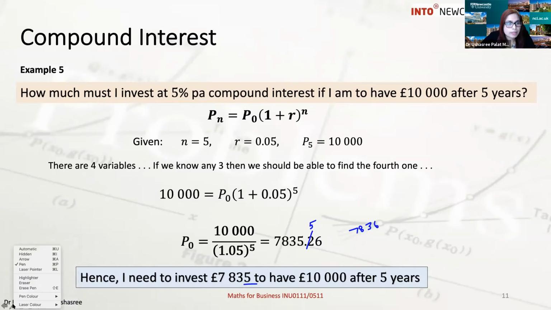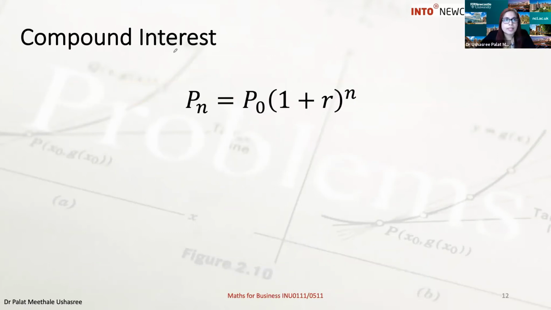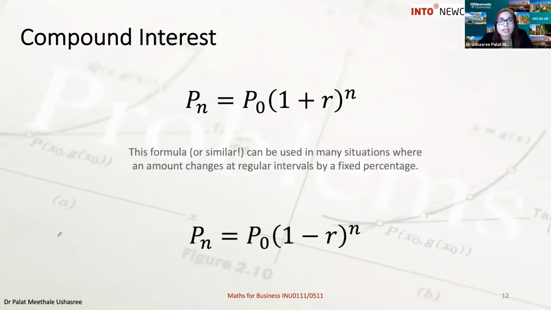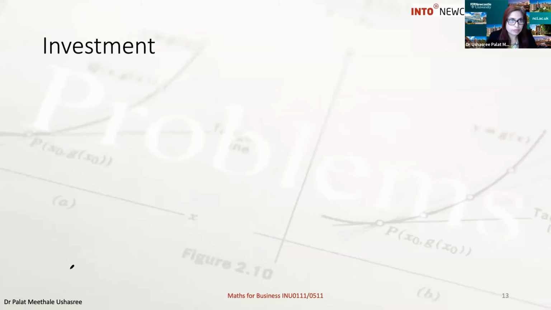Let me erase this so that it doesn't stay there. So that's your compound interest formula. This formula or a similar formula can be used in many situations where an amount changes at regular intervals by a fixed percentage. So this is the increase and that's the decrease.